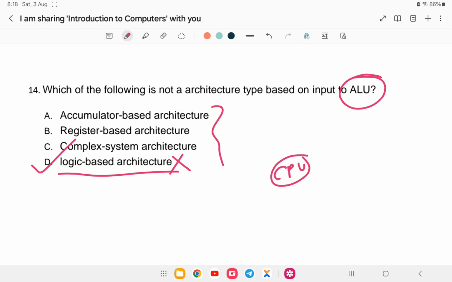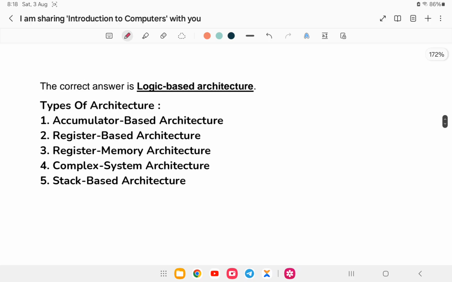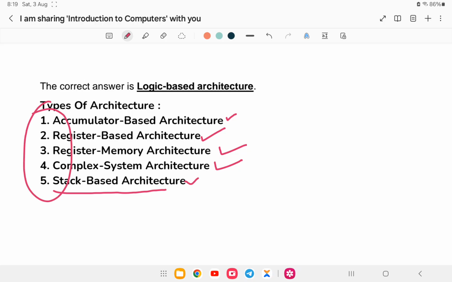So let us study what are the types of the architecture in arithmetic and logical unit. The types are accumulator based architecture, register based, register memory, complex system architecture, and stack based architecture. These are the types, and logic based is not one. So I hope you're clear. Let us go to the next question.